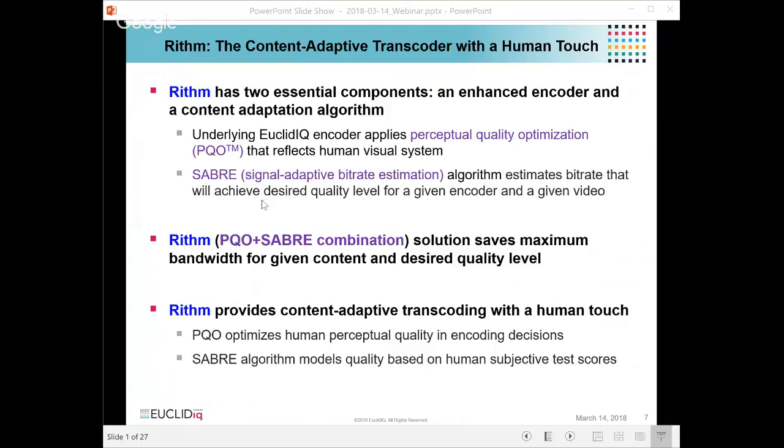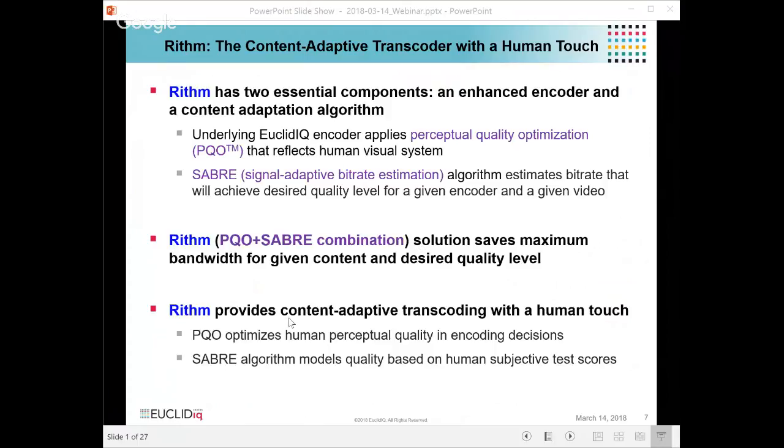Our content adaptation algorithm is called SABRE, or Signal Adaptive Bitrate Estimation, which estimates the encoding bitrate that will achieve a desired quality level for a given encoder and a given video. The combination of PQO and SABRE within Rithm forms a content adaptive transcoding solution that saves maximum bandwidth for any given video content while maintaining a desired quality level, leading to an optimal video streaming experience.